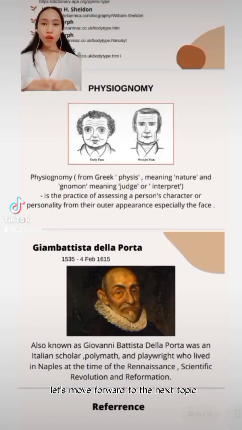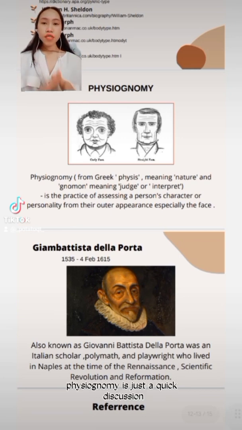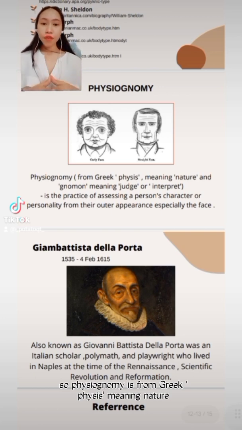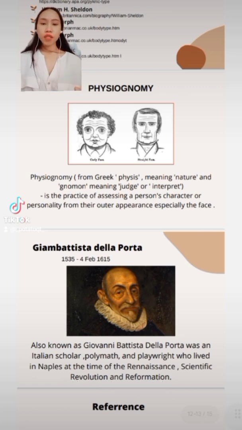Let's move forward to the next topic, which is physiognomy. It is just a quick discussion. Physiognomy is from the Greek physis, meaning nature, and gnomon, meaning judge or interpret. It is the practice of assessing a person's character or personality from their appearance, especially the face.